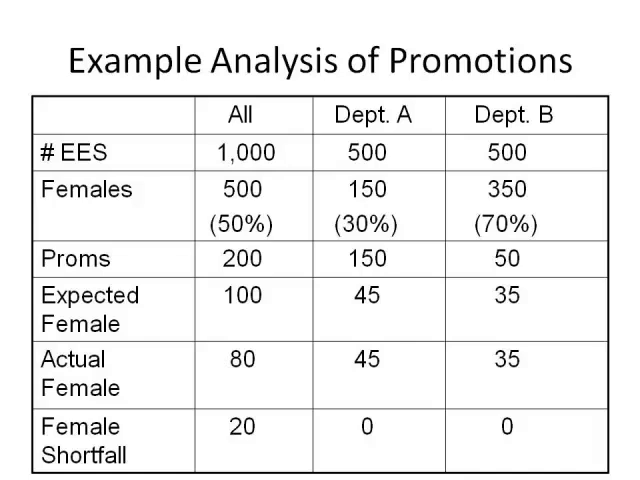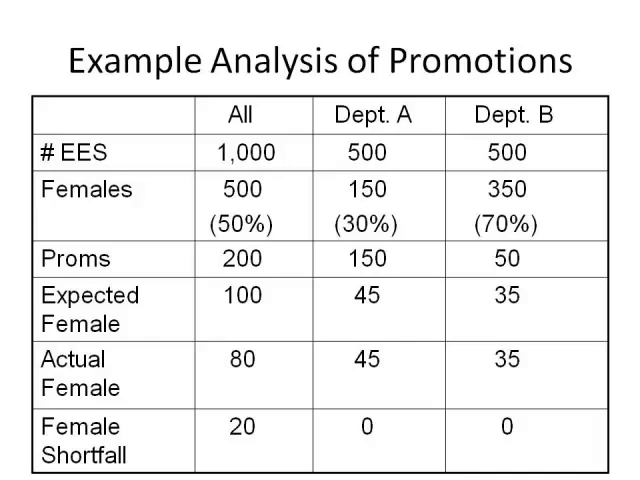So for Department A, we're making 150 promotion events. We would expect 30% of them to be female. So we would expect 45 female promotions in Department A. Let's further assume that 45 females actually were promoted. In that case, the female promotion surplus would be equal to 0.